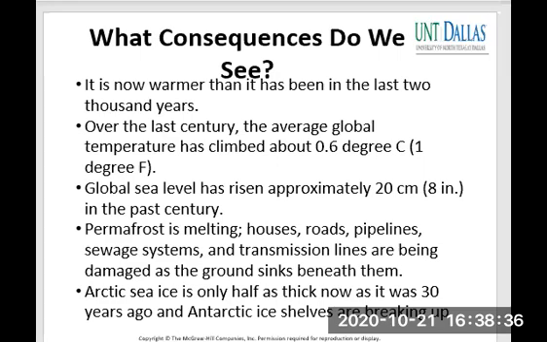If the current trend continues, by the end of the century it will be hotter than at any point in the last 2 million years. It has been found that the average global temperature has climbed about 0.6 degrees centigrade in the past century, and 19 of the 20 warmest years in the past 150 have occurred since 1980. So we can say that this warming has resulted in some important changes.